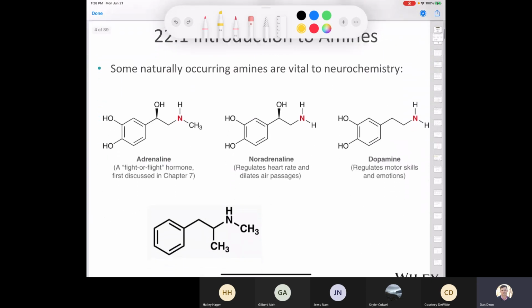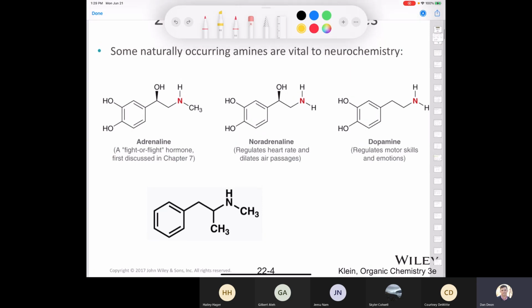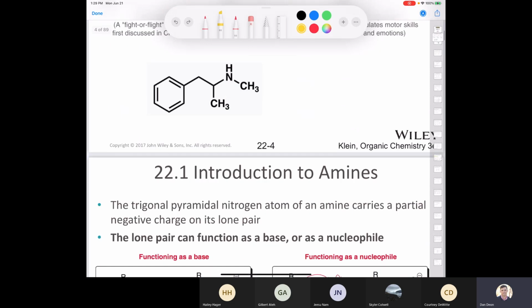Anyhow, some naturally occurring amines are vital to neurochemistry, like the ones that are shown here. We have adrenaline and noradrenaline and dopamine, and you can probably guess what this one is that I have down here. This is methamphetamine that I have shown here. The drug is racemic, you know, when people take it, it's racemic. I could go into more about the history of that, but we'll just move on today.